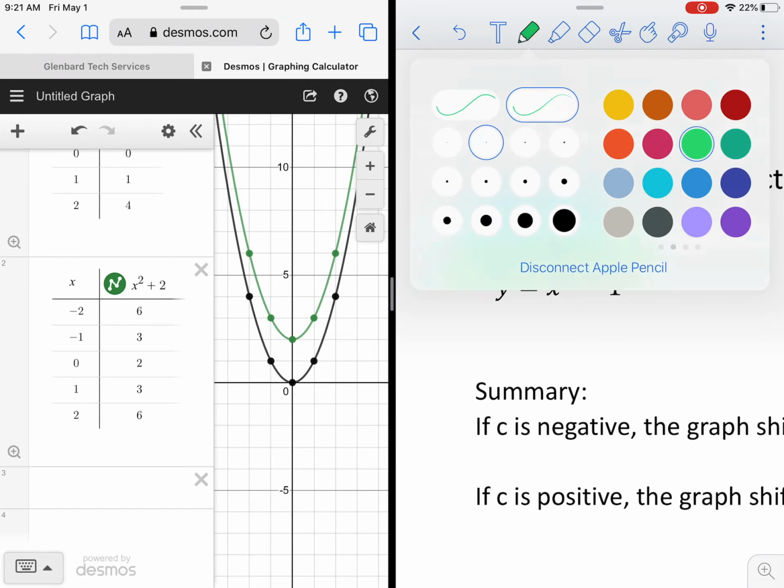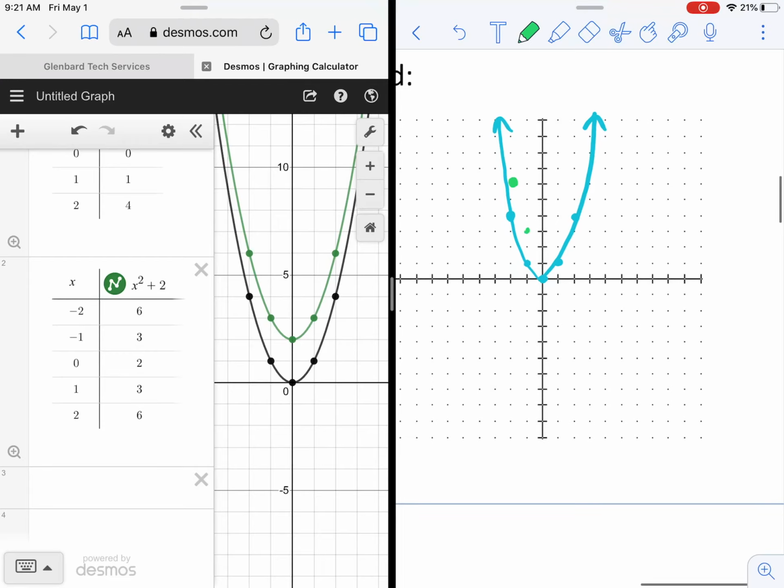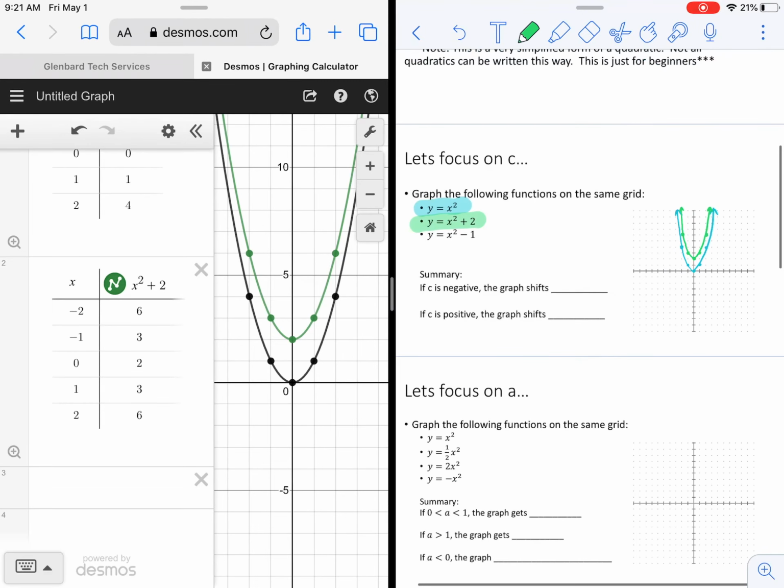And we have -2, 6, so 2 units higher than the last point. -1, 3, which is 2 units higher than the last point. 0, 2, which is 2 units higher. And you see as I put these points on the graph, they're all 2 above the blue points. That's because C equaling 2, that constant being 2, shifts the graph up 2. So that's what C does.